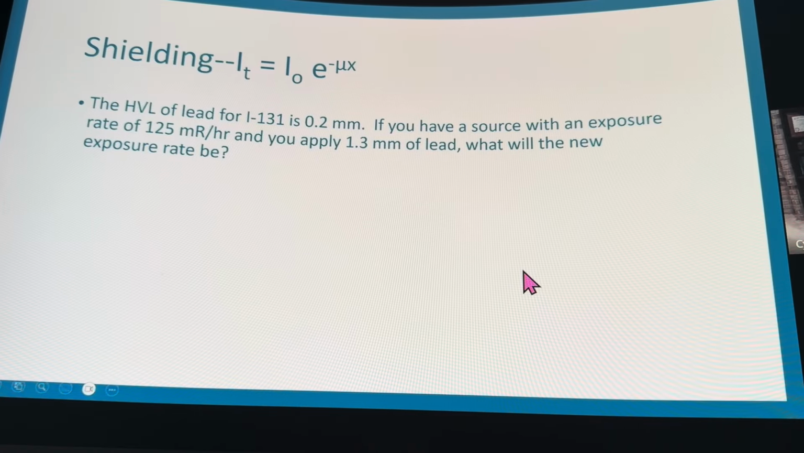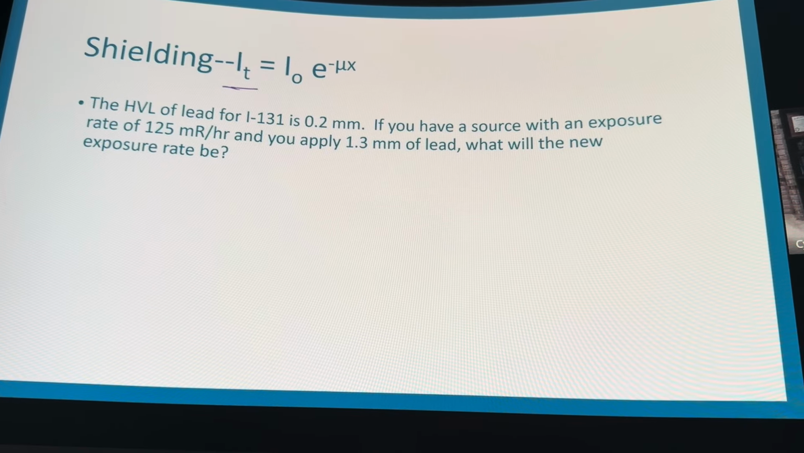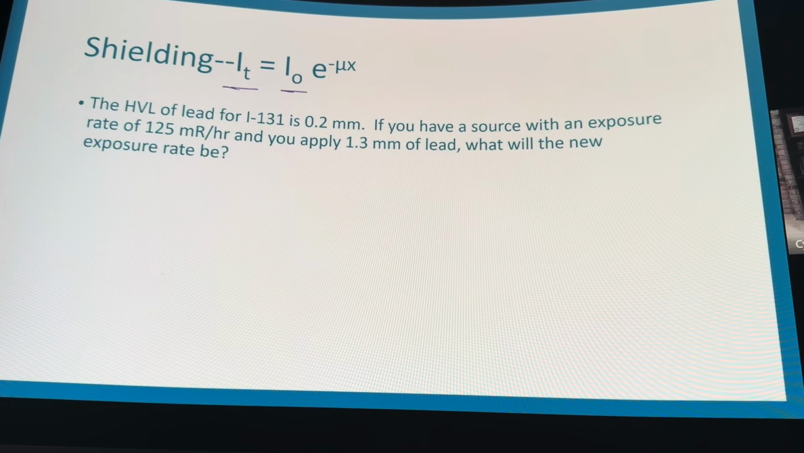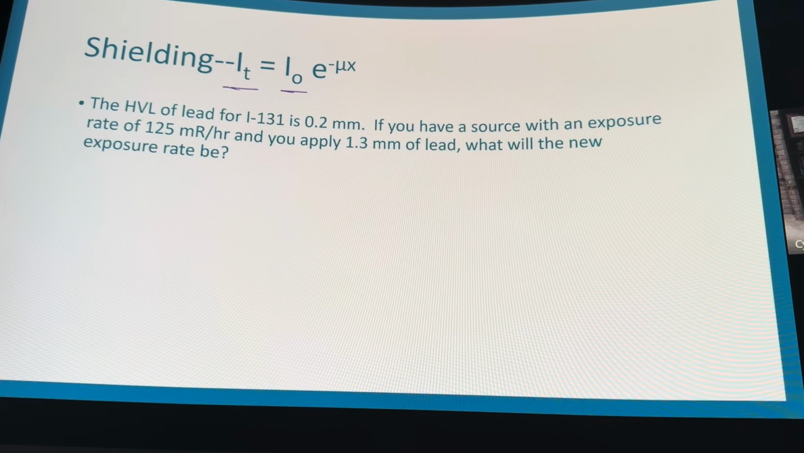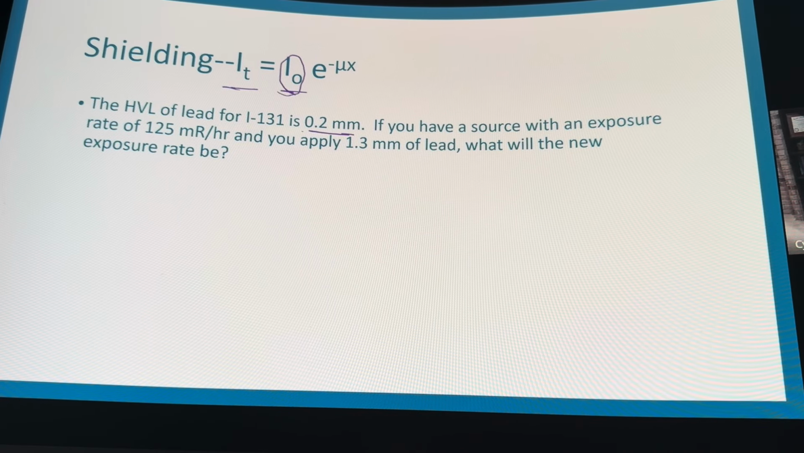All right, we're going to set this up like the decay equation now, because it's the same equation. I sub T is the activity after you put shielding on, just like A sub T is the activity after decay has occurred. I sub O is the intensity without the shield, just like A sub O is the activity before decay occurred. So I sub O is always going to be the higher one. The half-value layer of I-131 is 0.2. Your half-value layers will be given to you. You do not need to know half-value layers, but you do need to know half-lives.